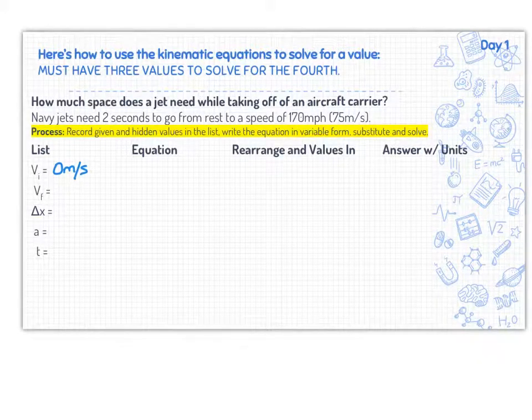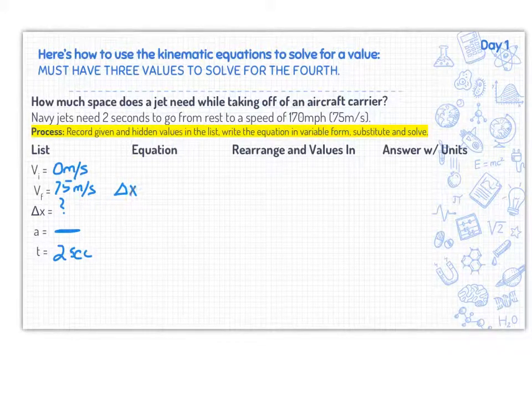It says the Navy jet needs 2 seconds to go from rest to a speed of 170 miles per hour. Conveniently, I've told you the meters per second, so we want to make sure we're using the metric system. If that isn't the case, please convert. For this case, we're going to list down the time is 2 seconds, our speed is 75 meters per second, and we're looking for the distance, how much space does it take.